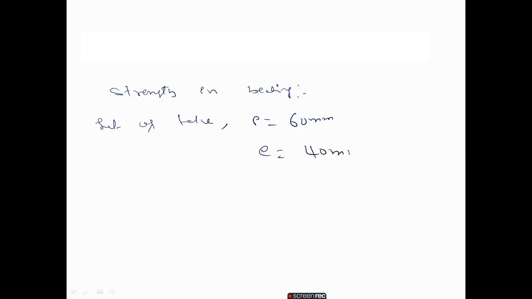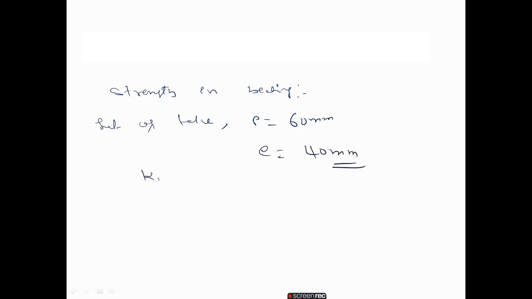In the same way, we will calculate the strength in bearing. For this, as we discussed in yesterday's class, let us take the pitch value as 60 mm, that is 2.5 times the diameter of the bolt. I told you already how we take each thing and from which code book; please refer to the previous class lecture. Also the edge distance is 40 mm.